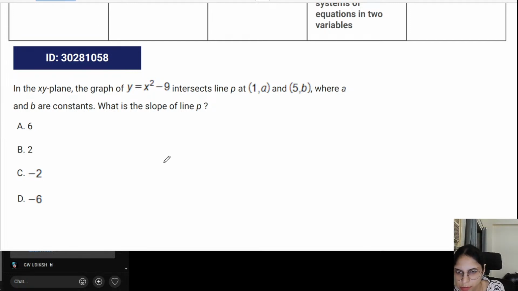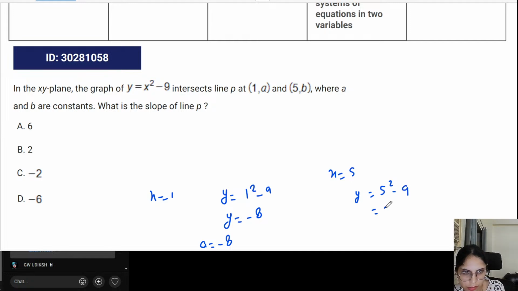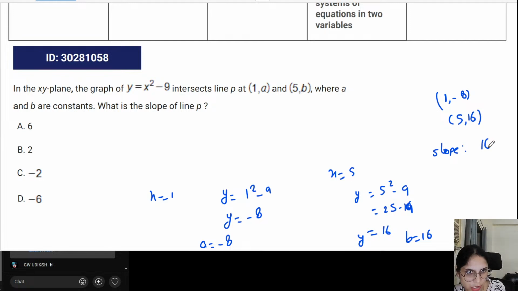One comma a. So at x is equal to 1, y is going to be 1 squared minus 9. That's negative 8. So a is negative 8. 5 comma b, when x is equal to 5, y is going to be 5 squared minus 9. 16. So b is 16. So your points are 1 comma negative 8, 5 comma 16. Slope will be 16 minus negative 8 over 5 minus 1. 24 over 4, 6. 6 is your answer.